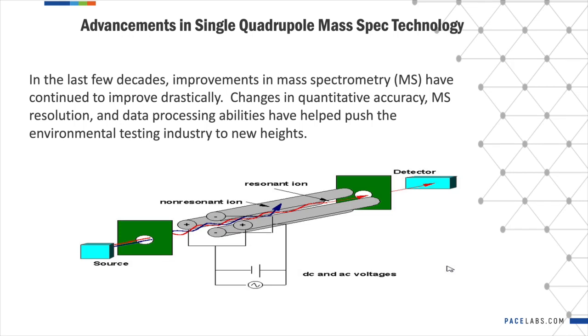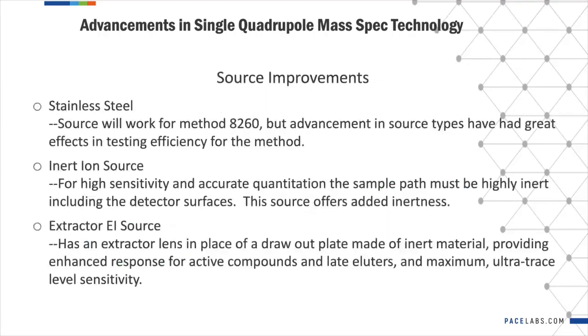heights. Here's a nice little diagram of the physics behind mass spectrometry, including some of the things we will talk about that have changed in the mass spec over time. Most mass spectrometers come equipped with a stainless steel source, which will work for method 8260, but advancements in source types have had great effects in testing efficiency for this method.